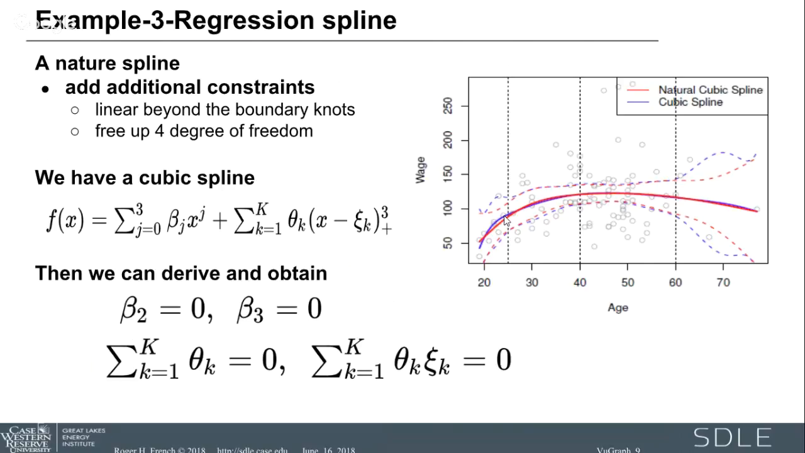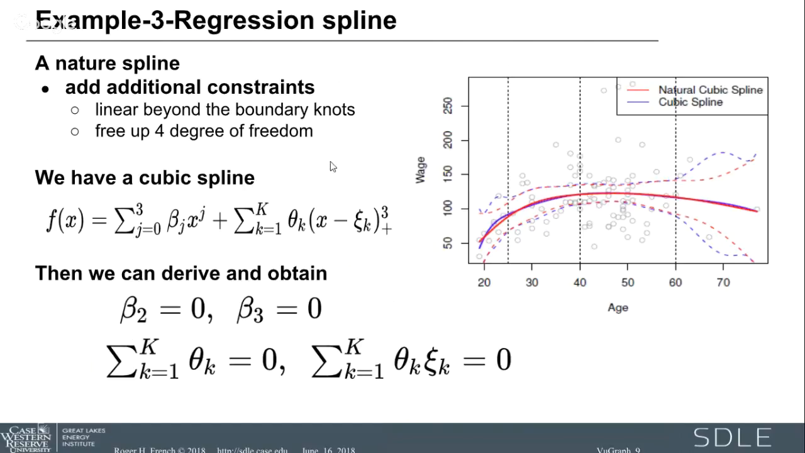And in this way, we free up another 4 degrees of freedom. Because we let this region be a linear term, originally the cubic spline has 4 degrees of freedom in each; right now it's linear, so we free 2 degrees of freedom in this region and this region. So in total we have 4 degrees of freedom.